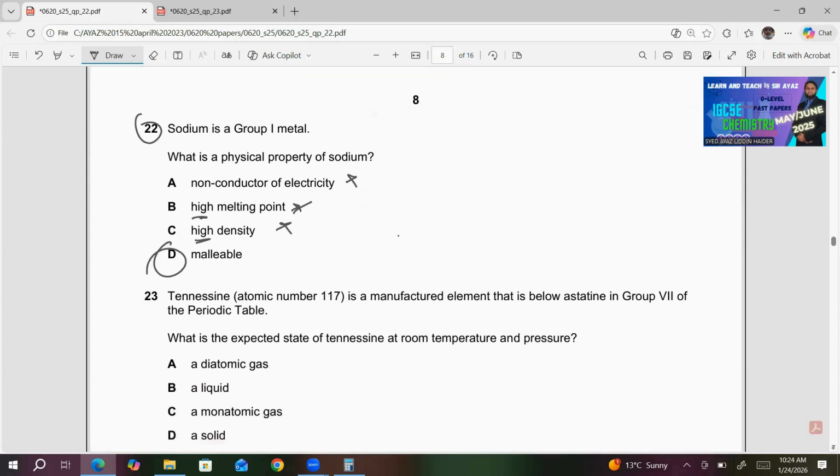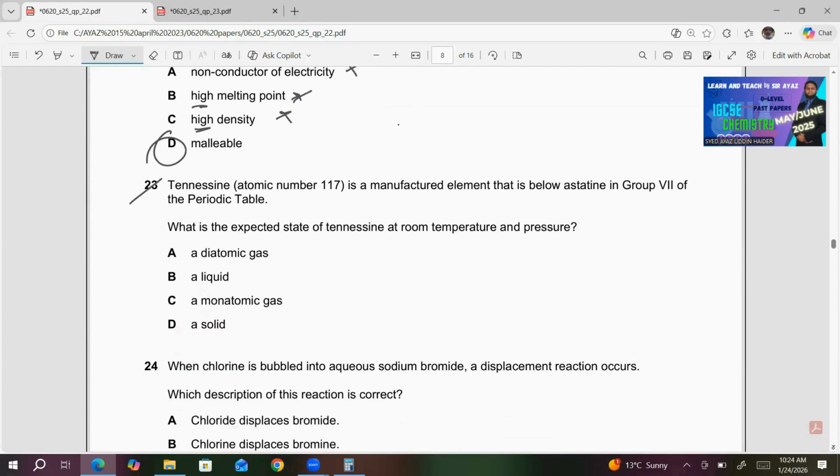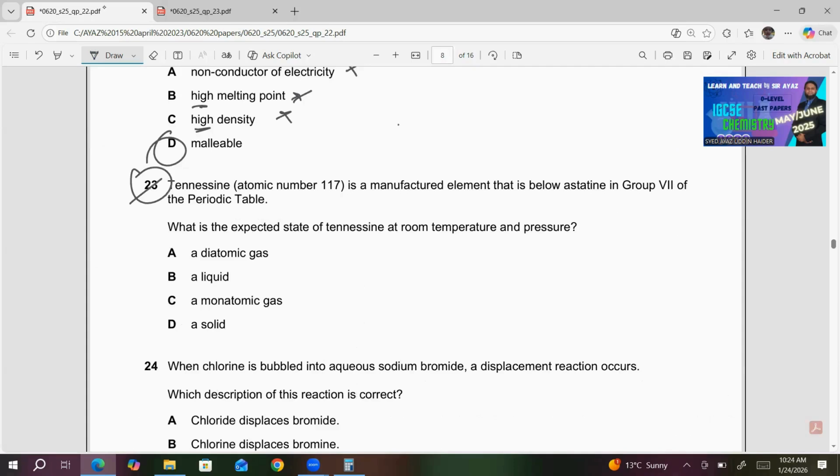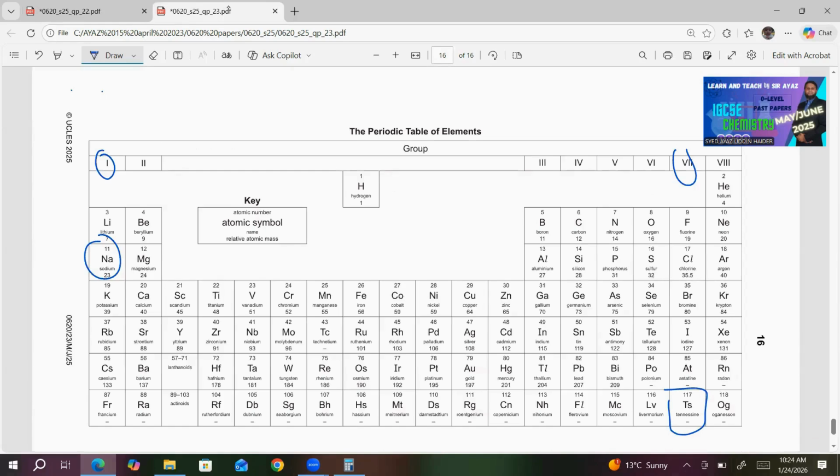Moving to the next MCQ, which is 23, tennessine. Atomic number 117 is a manufactured element that is below astatine in group 7 of the periodic table. What is the expected state of tennessine at room temperature and pressure? Here's tennessine. Here's group 7. They are asking about the expected state. Now we can expect tennessine as a diatomic. That's for sure, because they all are diatomic.